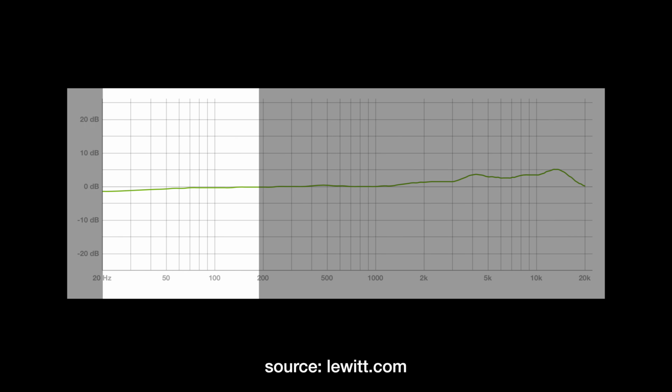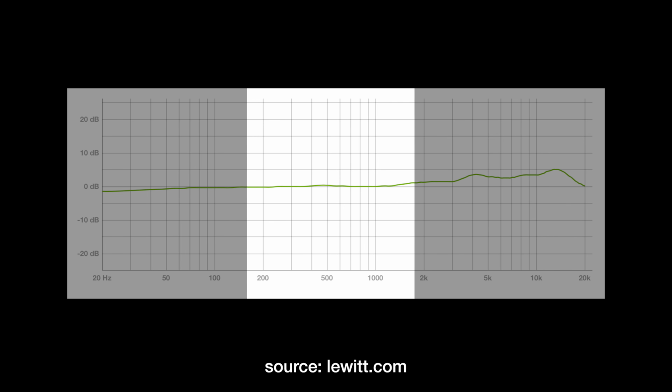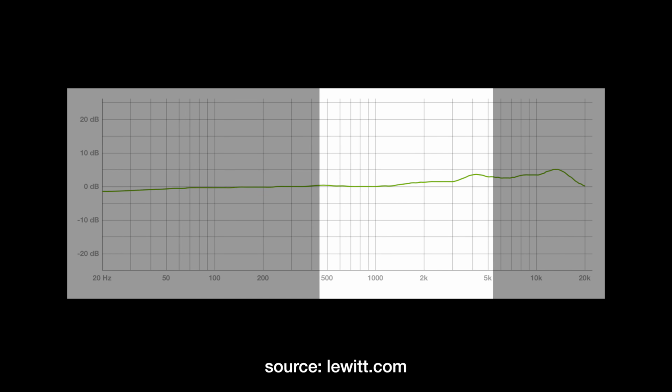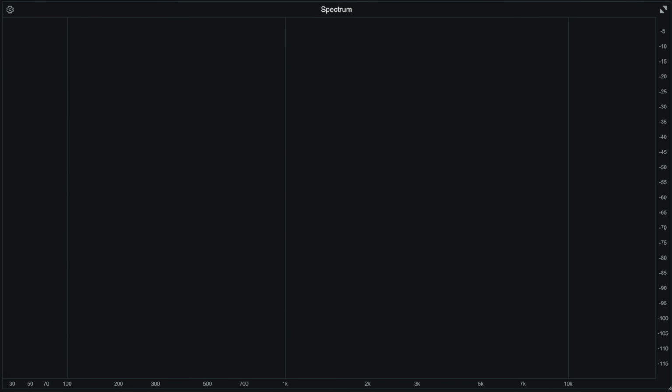The left-hand side of the graph is going to represent the lower frequencies, and as we move further to the right, the frequencies we're looking at are getting higher and higher. Here's a sine sweep from 20 hertz all the way up to 20 kilohertz, and I'll throw a graph up on screen so you can see how these frequencies correlate to what you're hearing.